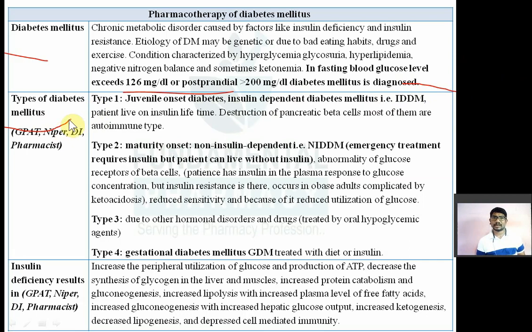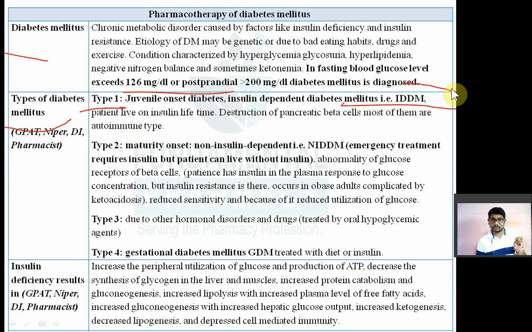So the first one is the type 1 diabetes mellitus. It is known as juvenile onset diabetes. That means this kind of diabetes occurs in children and young adults. Juvenile onset diabetes mellitus is nothing but insulin dependent diabetes mellitus.